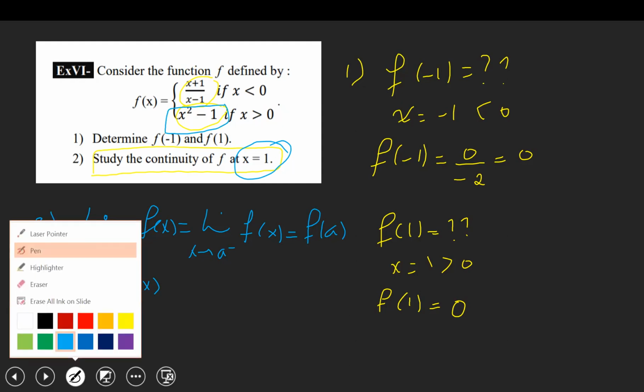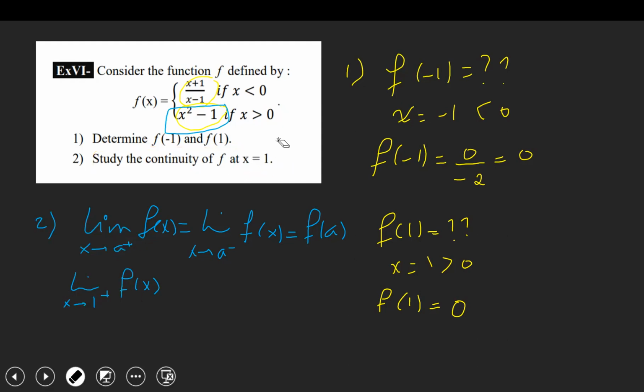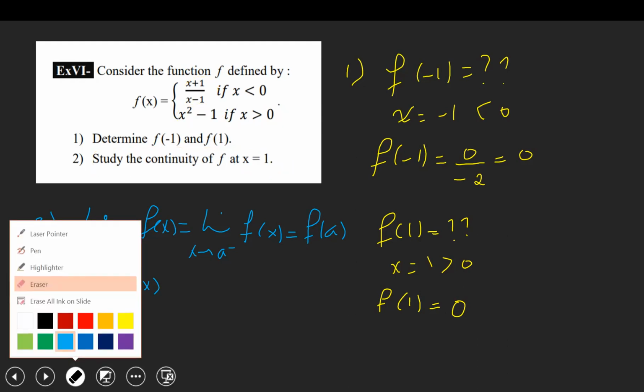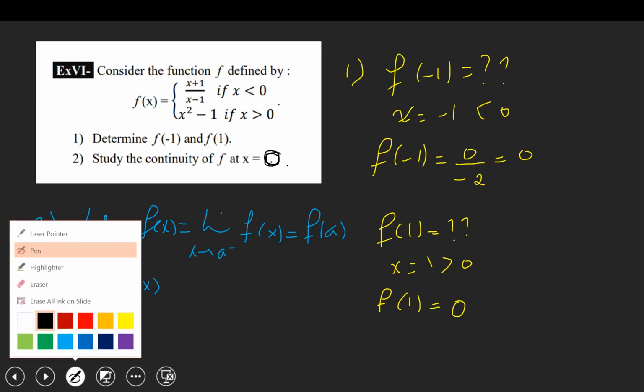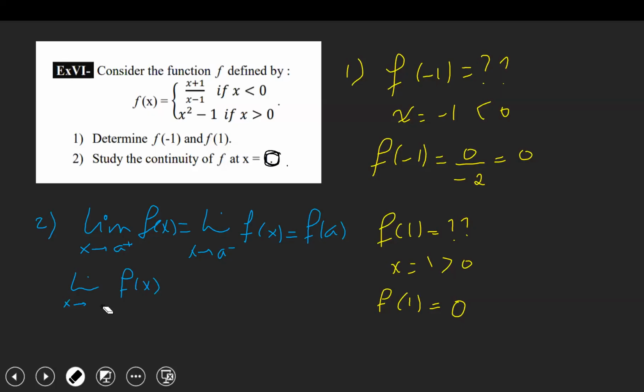Okay, here we have a problem, guys. Please, I'm so sorry. We have to correct the question. It's not wrong, but it's better to study the problem at 0. So we are asked to study at 0. Study the continuity of this function at x equal to 0.